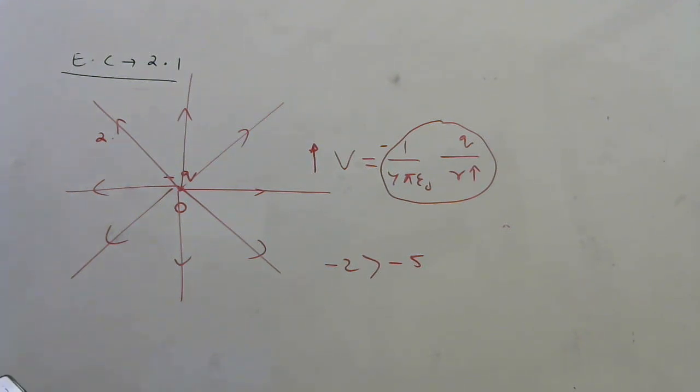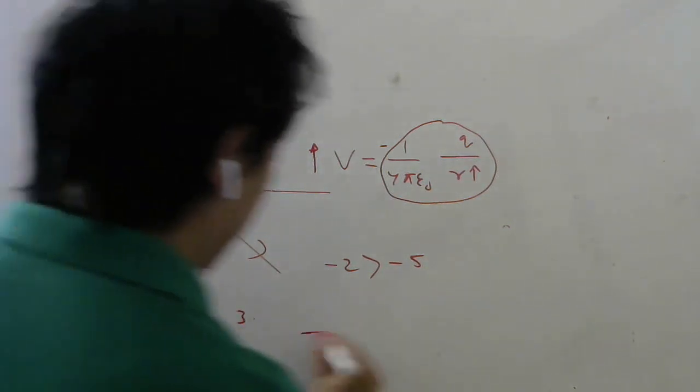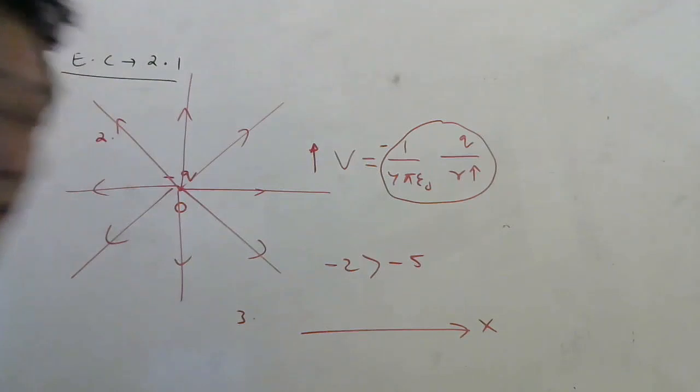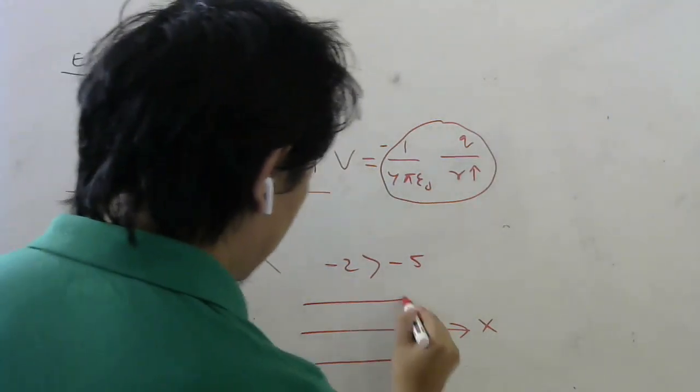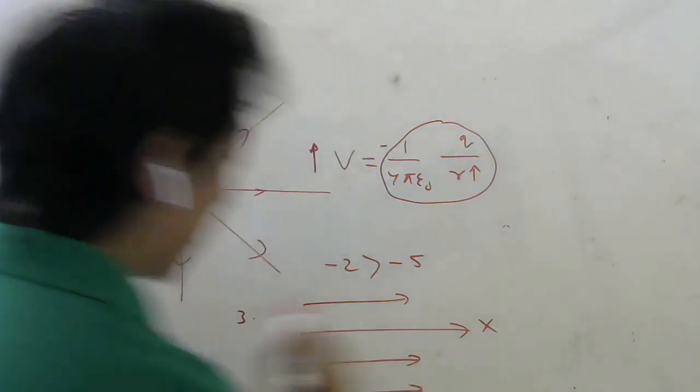So the right option is A. Third question: if a uniform electric field is along the x-axis, so let us say this is the x-axis, then how is the electric field? Uniform along the x-axis. So these are your electric field lines.